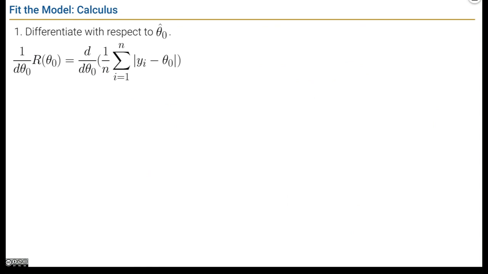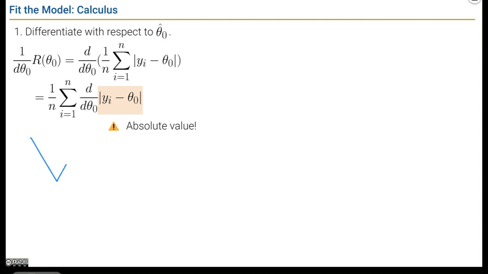So just like we did before, we're going to take the derivative with respect to theta naught. Now I have to remember how to take the derivative of an absolute value. I'm going to give you some intuition visually, and then we'll look at it mathematically. This is, I want the slope of my tangent line.